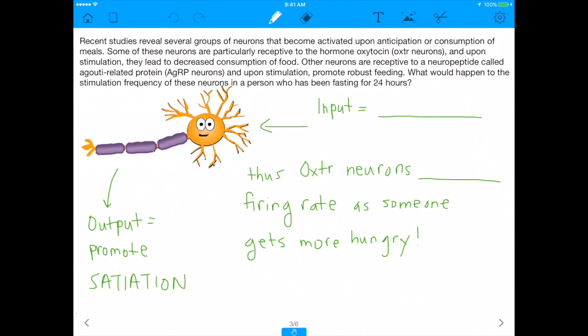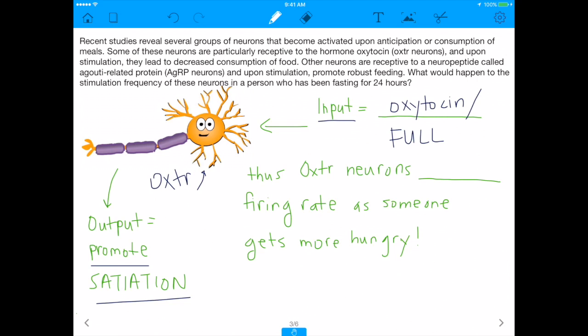And so, believe it or not, let me go over this one more time. The input for these OXTR neurons is that you are obviously getting oxytocin, but it's also the fact that you're full. Let's say you're full. And the output is that you're eventually going to say, okay, I'm full and I no longer want to eat anymore.